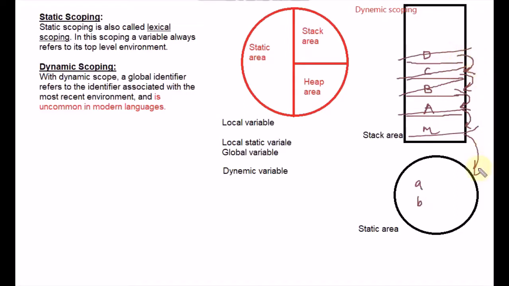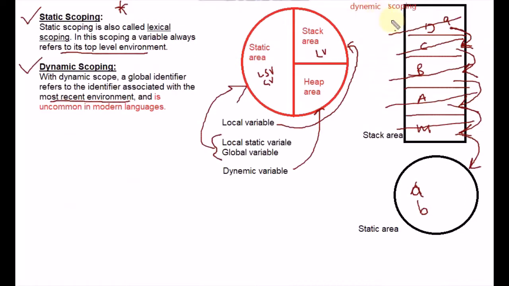It will not go and check inside the static area directly, but it will refer to the most recent environment. So the most recently called function will be checked. We check inside the most recently called function and try to find the variable. If it is not found, we pop that out and check inside the next most recently called function, and we keep on doing that. At the end, we check inside the static area for the global variables. So this is the process of dynamic scoping.